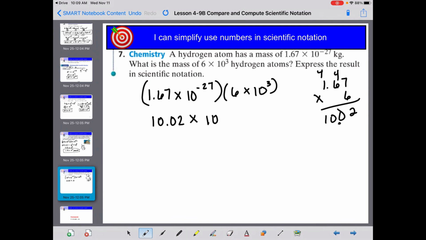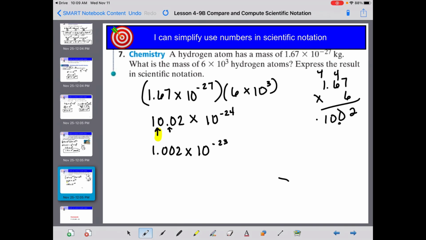All right, 1.67 times 6 is 10.02. Then negative 27 plus 3 is negative 24. Then my decimal is in the wrong spot. It should be here between the 1 and the 0. Now, from where it currently stands, I need to move it 24 places to the left. From where I want it to be, it needs to move 23 places to the left.